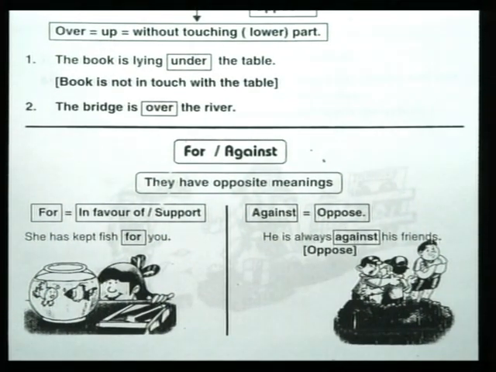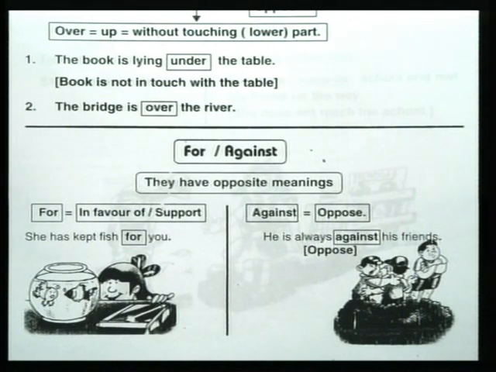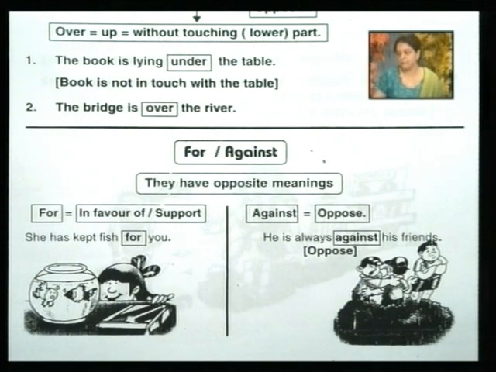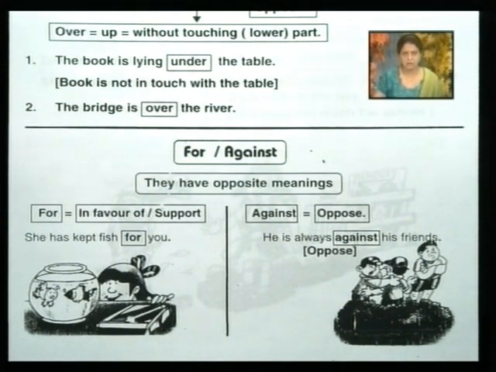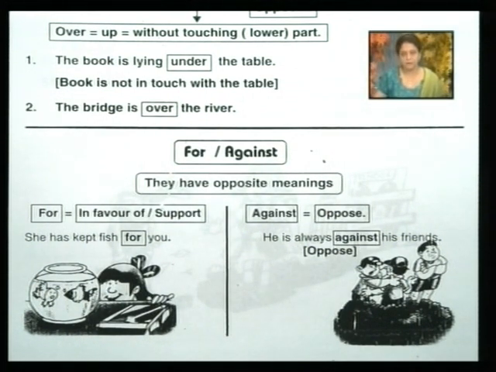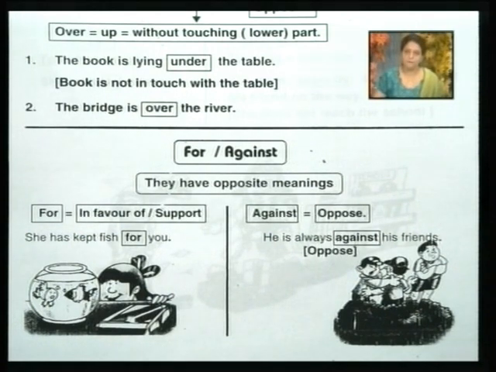Now for and against. They have opposite meanings. For is in favor of. I'm doing this for you all. And the other meaning of for is support. She has kept fish for you. Then, this is a gift for you.